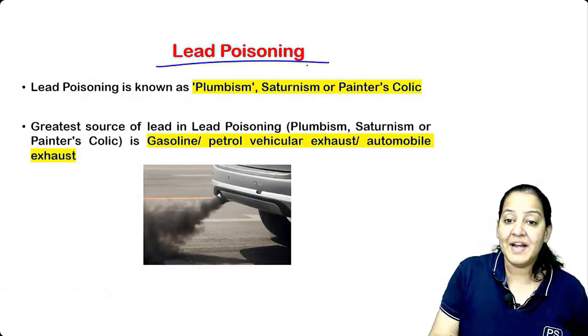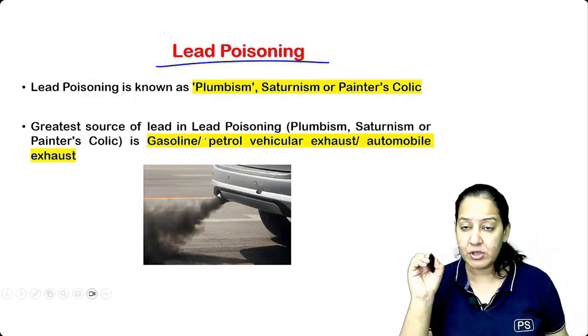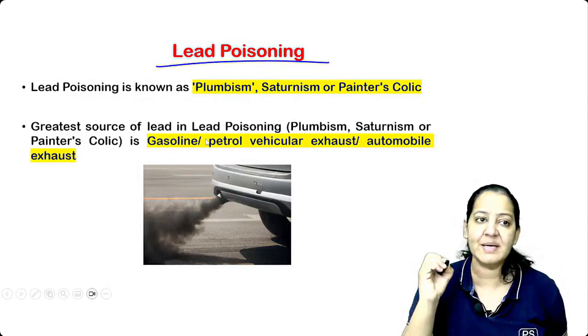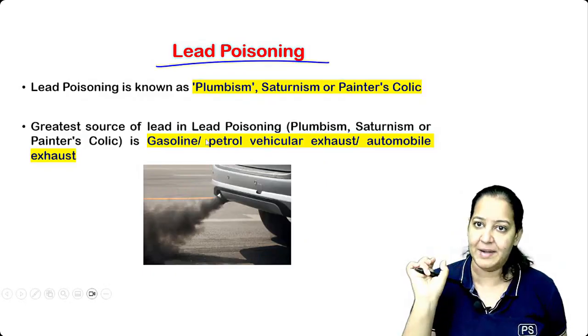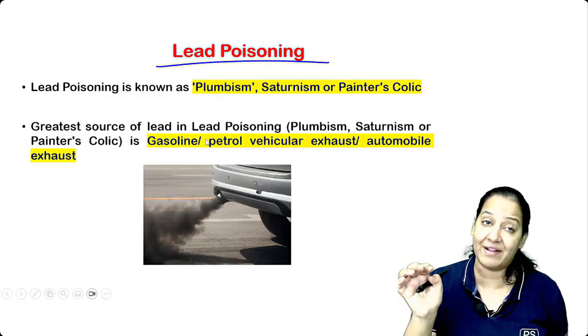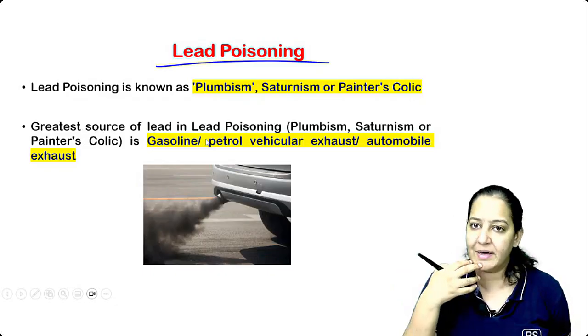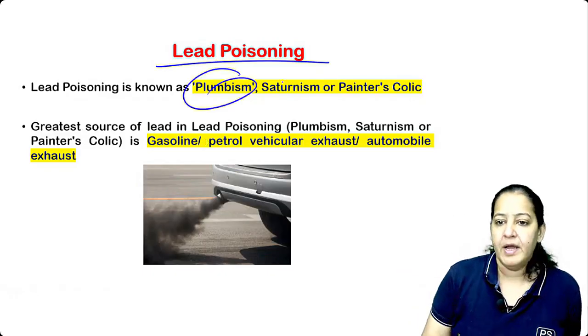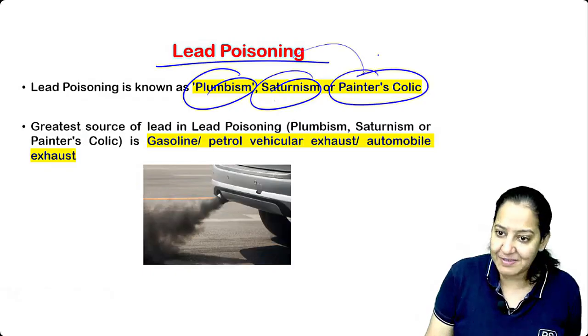The next topic is lead poisoning. Lead poisoning can also occur as an occupational hazard. In some factories, lead is used, for example lead batteries. Someone working in a lead battery factory is constantly exposed to lead poisoning. It is known as plumbism. It is also known as saturnism. It is also known as painter's colic, because lead is present in paint also.